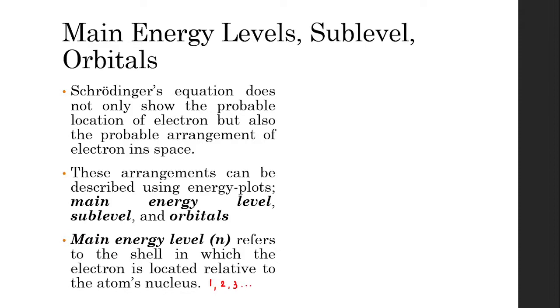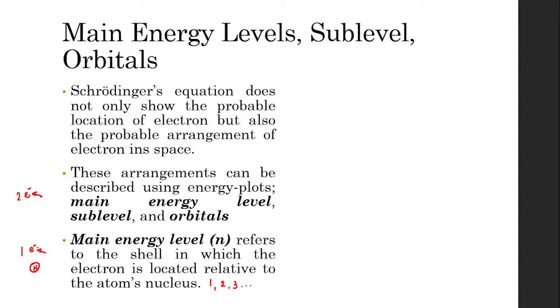So main energy level refers to the shell in which you will find the electron, and the higher the number of the main energy level, the higher the energy of that electron, and the farther it is from the nucleus. For example, if this is the nucleus of our atom, and you have an electron right here versus an electron at this point, this electron right here has a lower energy level compared to the electron here. So this could be a main energy level of 1, and this could be a main energy level of 2.